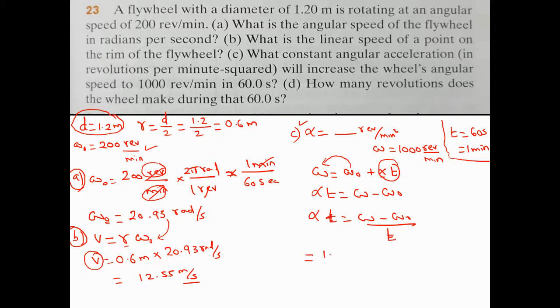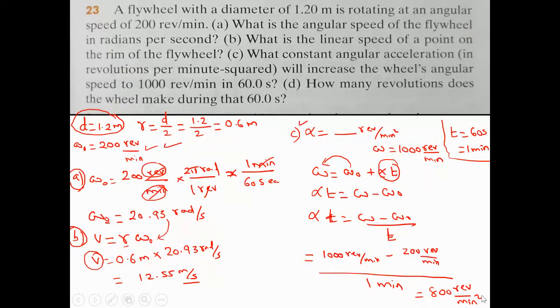Okay. Now substitute the value. What is your omega value? It is given as 1000 revolution per minute, minus what is our omega naught? Omega naught is already given in the question, so what should be the value? 200 revolution per minute, divided by what is the time? 60 seconds they give. So I have to convert that 60 seconds in terms of minute, which is nothing but 1 minute. When you work it out, you can see here, this minute and this minute make minute square. So 1000 minus 200 is equal to 800 revolution per minute square. Clear? Yes. Okay.